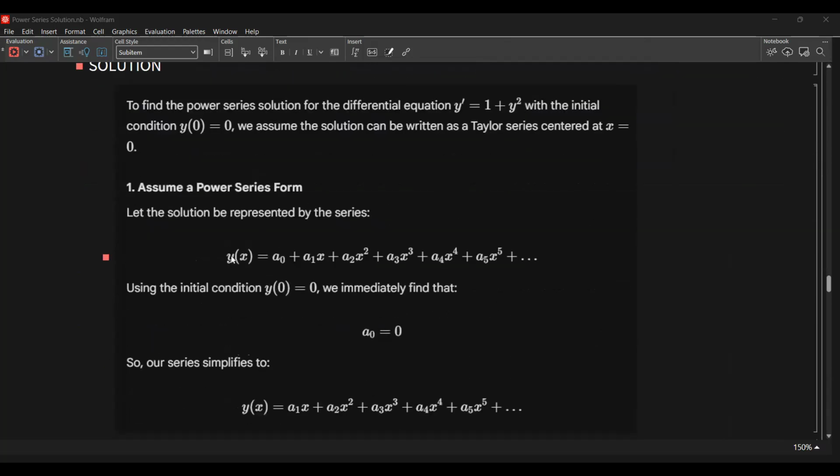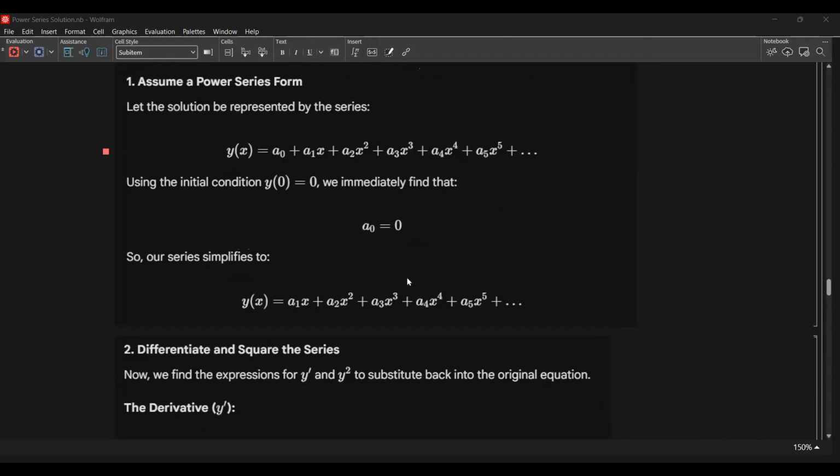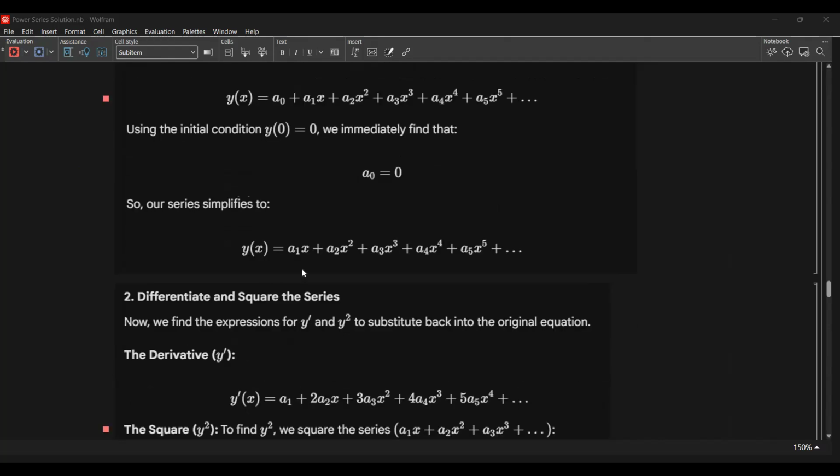So we assume a power series form. We have the solution y of x equal to a sub 0 plus a sub 1 x plus a sub 2 x squared plus a sub 3 x cubed. Using the initial condition y of 0 equal to 0, we immediately find that a sub 0 is equal to 0. So our series simplifies to y of x equal to a sub 1 x plus a sub 2 x squared plus a sub 3 x to the third, a sub 4 x to the fourth, and a sub 5 x to the fifth.